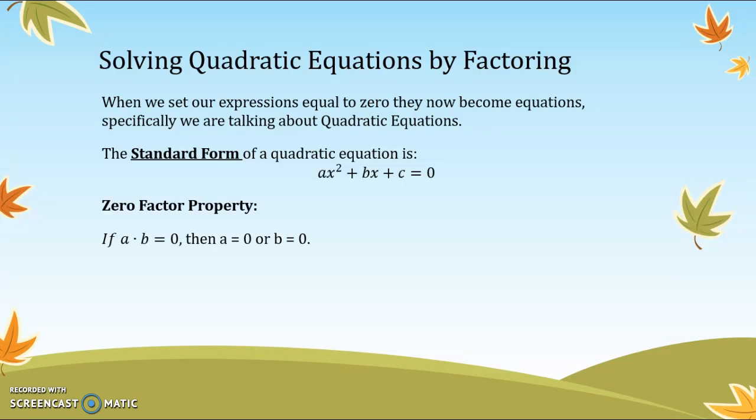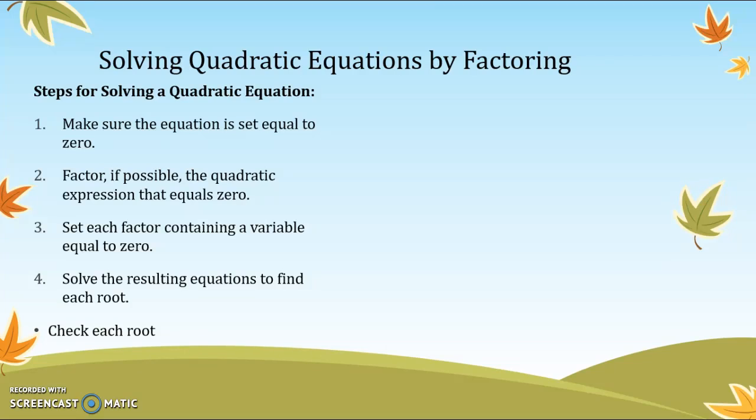We're going to solve using the zero factor property, stating that if I have two factors that are set equal to zero, then one of those factors must be zero in order for it to equal zero. So here are our steps for solving. We're first going to make sure the equation is set equal to zero. Then we will factor, if possible, the quadratic expression that equals zero. We'll set each factor containing a variable equal to zero. Solve the resulting equations to find each particular root.